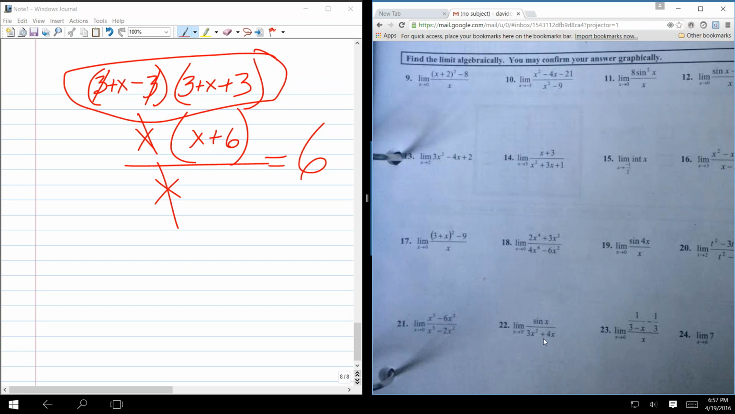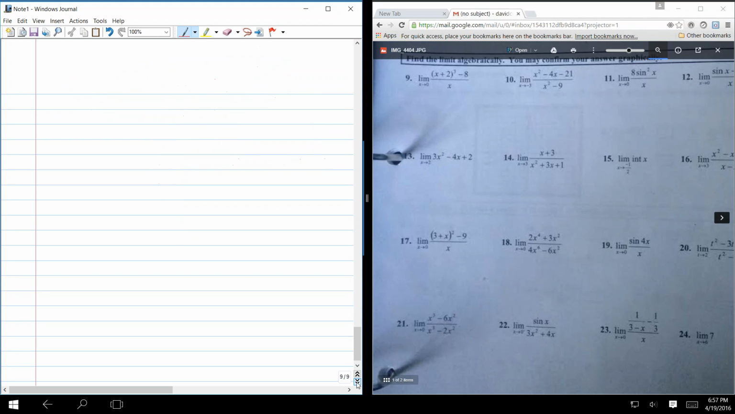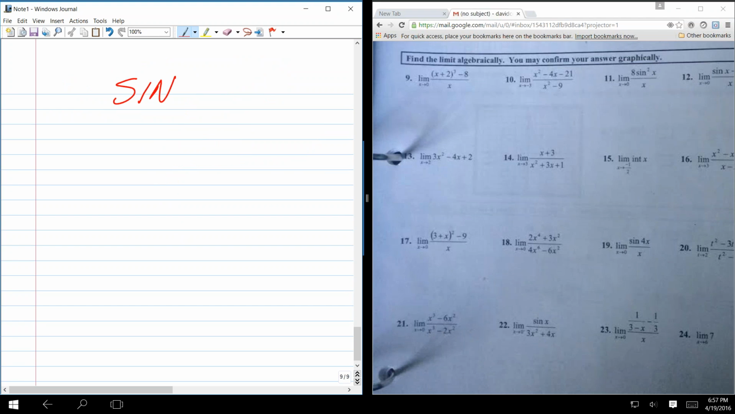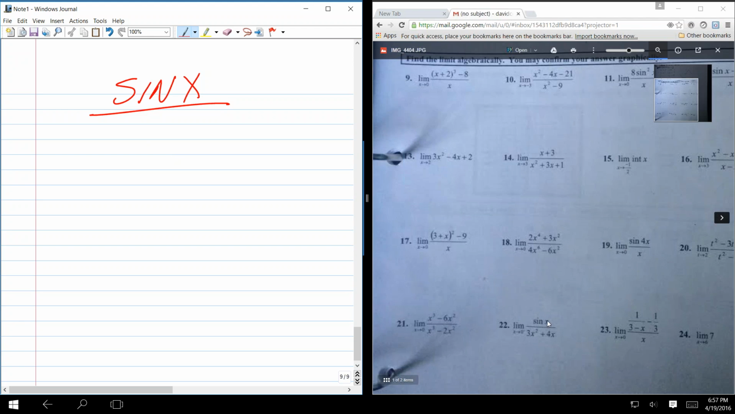22 looks interesting. Let's do 22 with our remaining 3 minutes. Now, you cannot split that into 2 fractions. In other words, that's not sine x over 3x squared plus sine x over 4x. If there's a binomial term in the denominator, you can't split it up.